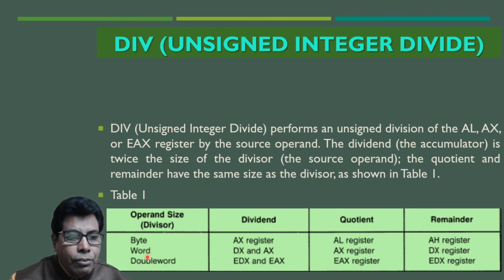If the operand size is word, that is 16-bit, then the dividend will be in the DX and AX registers, which form 32 bits. The quotient will be in the AX register and the remainder will be in the DX register, both are 16-bit. Then if the operand size is double word, 32-bit, in that case the dividend will be in the EDX and EAX registers, and the quotient will be in the EAX register and the remainder will be in EDX. In this way the division will be done.